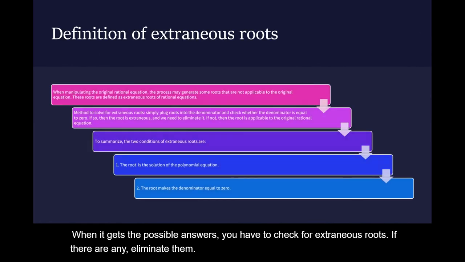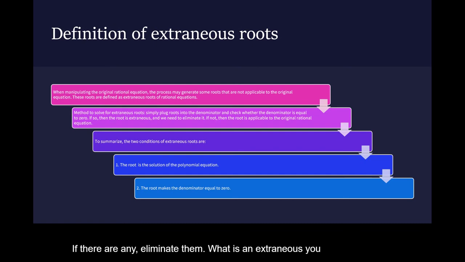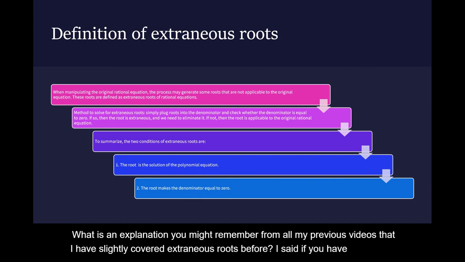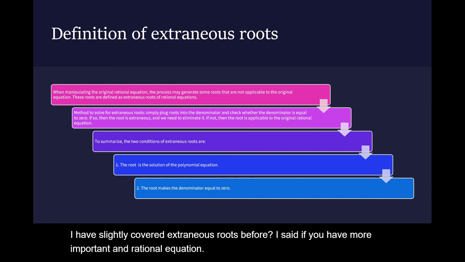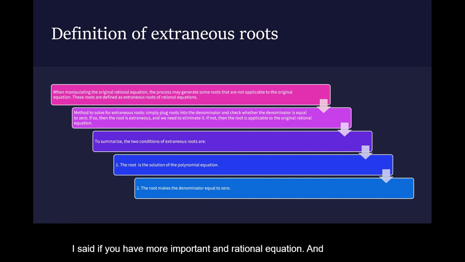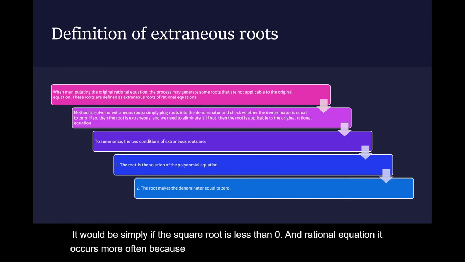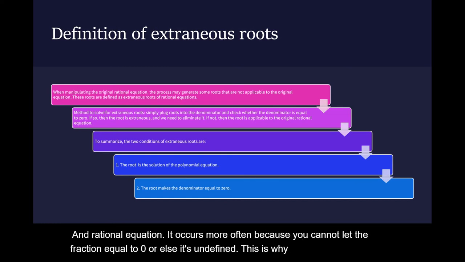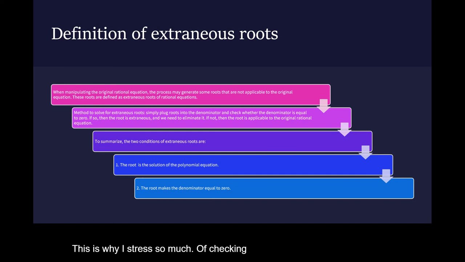What is an extraneous root? You might remember from one of my previous videos that I have slightly covered extraneous roots before, except it's even more important in rational equations. In radical equations, it will be simply if the square root is less than 0. In rational equations, it occurs more often because you cannot let the denominator equal 0, or else the fraction is undefined. This is why I stress so much checking for extraneous roots.